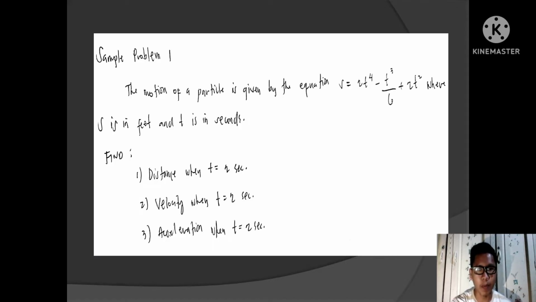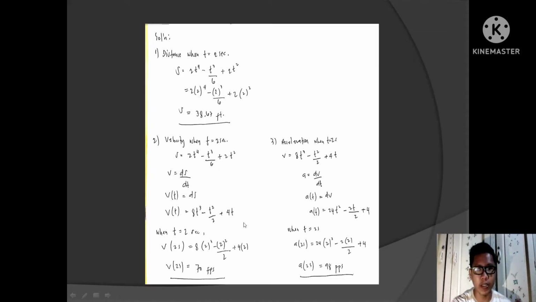Sample problem 1. The motion of a particle is given by the equation s equals 2t^4 minus t^3 over 6 plus 2t^2, where s is in feet and t is in seconds. We need to find, first, the distance when t is 2 seconds. Number 2, the velocity when t is 2 seconds. Number 3, the acceleration when t is 2 seconds. First is the distance when t is 2 seconds.